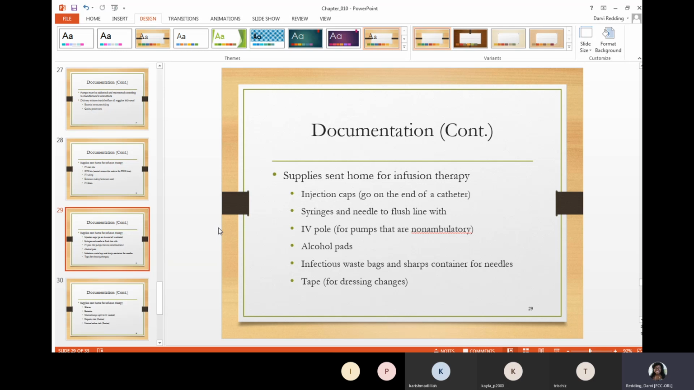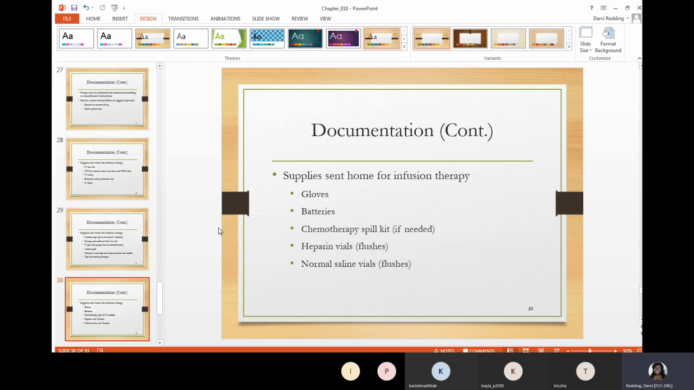Now, continuing with some supplies that's sent to the home, they're going to also have some injection caps, and those actually go on the end of the catheter. They're also going to have some syringes and some needles to flush the line with. So if something needs to have an IV push, they can actually have that too. They're also going to have an IV pole, and this is what the bags would hang on, and those are for pumps that are non-ambulatory. The patient's also going to receive some alcohol pads and also have some infectious waste bags and sharps containers for needles. And then they also should have some tape, and that's usually for the dressing changes.